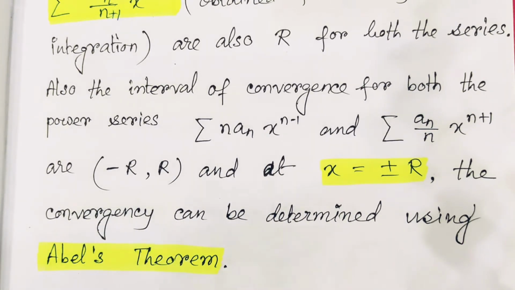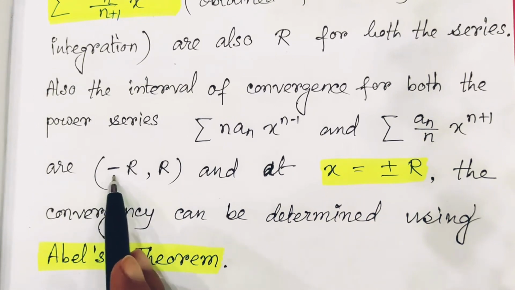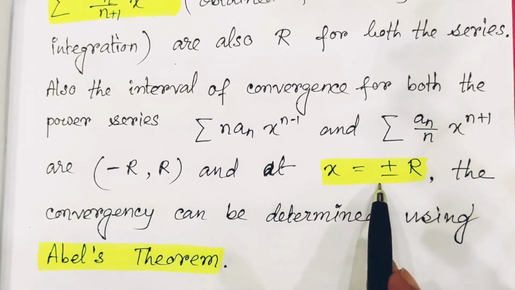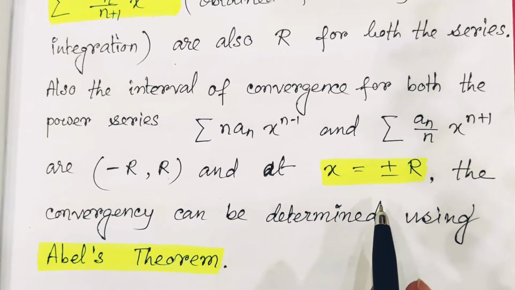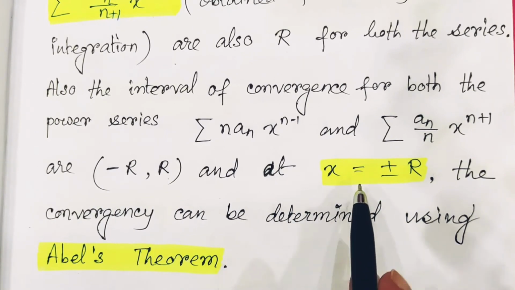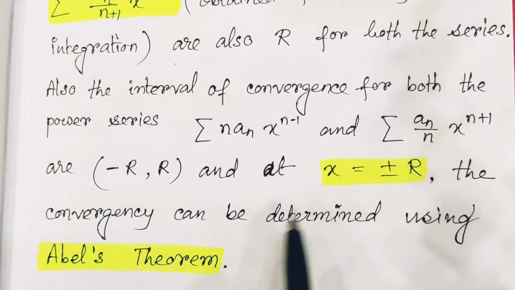And at the interval of convergence, if you find an endpoint at minus r, then if we want to verify whether the given series is convergent or not at this endpoint, we take the help of Abel's theorem.